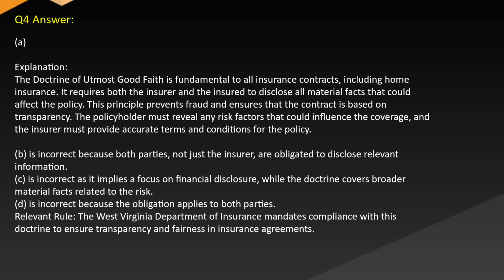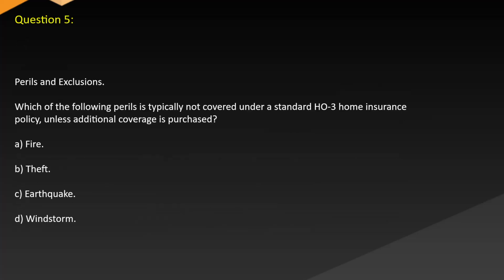conditions for the policy. B is incorrect because both parties, not just the insurer, are obligated to disclose relevant information. C is incorrect as it implies a focus on financial disclosure while the doctrine covers broader material facts related to the risk. D is incorrect because the obligation applies to both parties. Relevant rule. The West Virginia Department of Insurance mandates compliance with this doctrine to ensure transparency and fairness in insurance agreements. Question 5. Perils and exclusions.